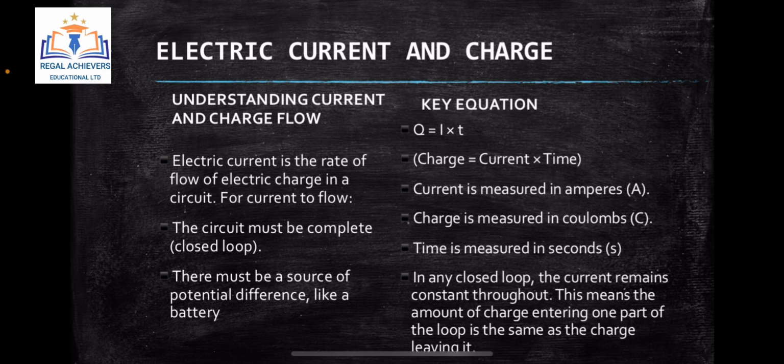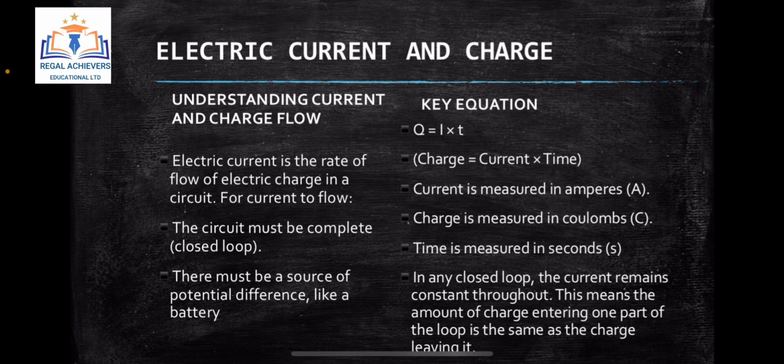Electric current and charge. Electric current is the rate of flow of electric charge in a circuit. And for current to flow, the circuit must be complete, or we call it a closed loop. And there must be a source of potential difference like a battery for current to flow.